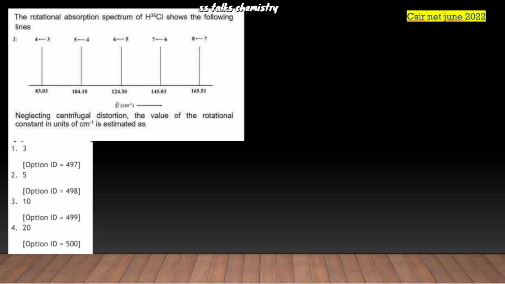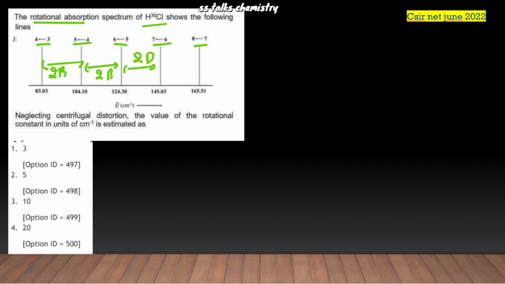The rotational absorption spectrum for HCl, of isotope 35, shows the following lines, for J going from 3 to 4, 4 to 5, 5 to 6, 6 to 7, 7 to 8. The values of their stretching frequencies have been given to us. Now, neglecting the centrifugal distortion, find the value of the rotational constant in units of centimeter inverse. So here the rotational spectrum has been given to us. In the rotational spectrum, the gap between adjacent lines is 2B, right? So this is the 2B gap that you have.